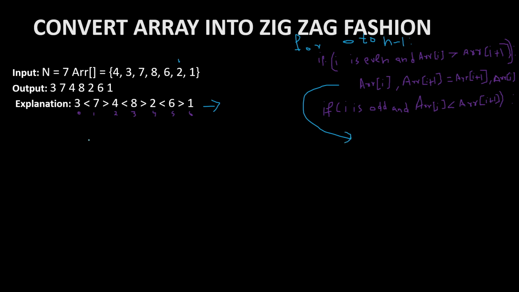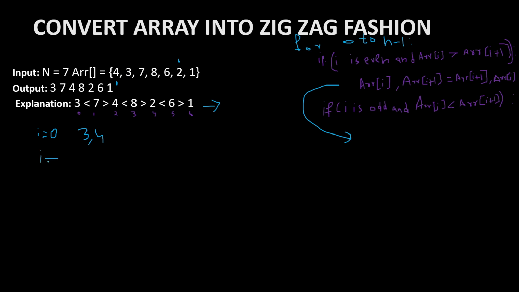Now let's understand by taking the example. Assume we're iterating through the loop and here i is equal to 0. Now 0 is even, right? So we have to check whether the right side value is smaller or not. Yes, here 4 and 3. The right side value is 3. It is smaller, so we swap those values. Now it becomes 3 and 4.